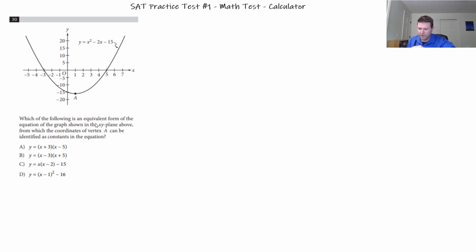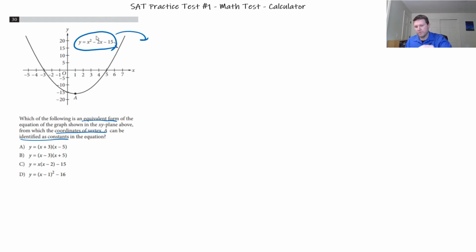But if you go down in here, they want an equivalent form of this equation where the coordinates of vertex A have to be identified as constants in the equation. A lot of people just sort of glaze over this and think it's just math jargon, right? But they're actually asking for something really specific.